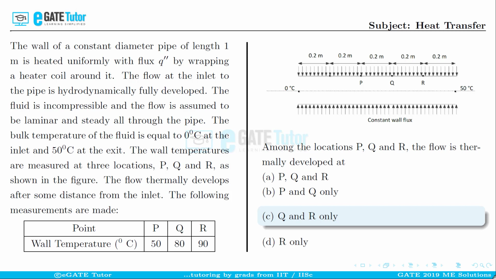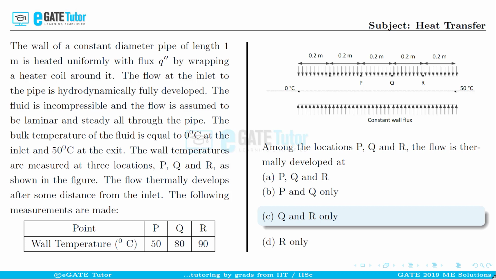This question is from heat transfer for 2 marks. The wall of a constant diameter pipe of length 1 meter is heated uniformly with flux Q double dash by wrapping a heater coil around it. The flow at the inlet to the pipe is hydrodynamically fully developed. The fluid is incompressible and the flow is assumed to be laminar and steady all through the pipe.